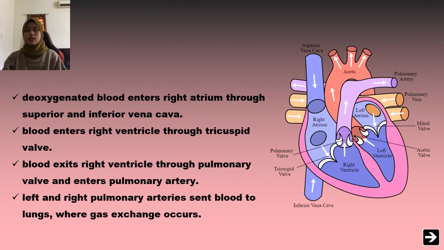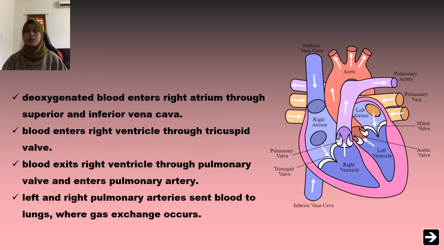Alright, the deoxygenated blood. The blood will enter the right atrium through the superior and inferior vena cava. The superior vena cava receives blood from the head, neck, upper limbs, and chest, while the inferior vena cava receives blood from the trunk, viscera, and lower limbs. Then blood will enter the right ventricle through the tricuspid valve.